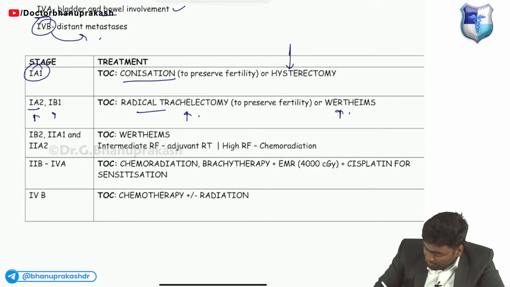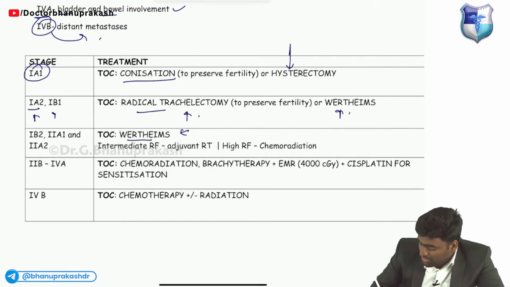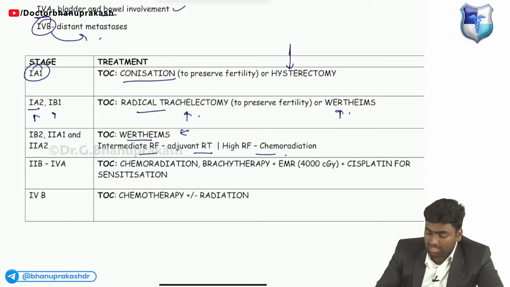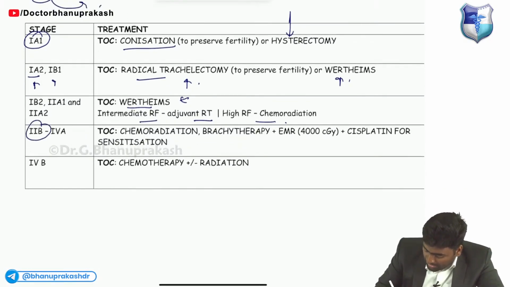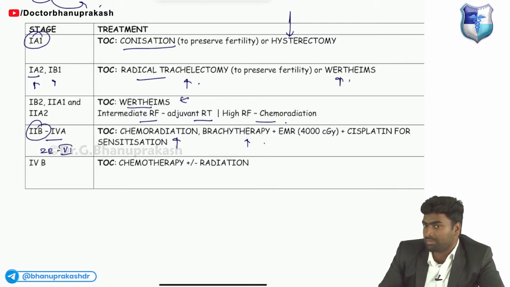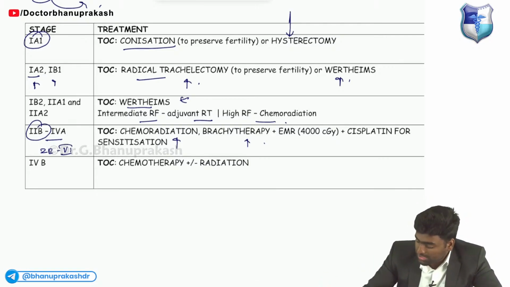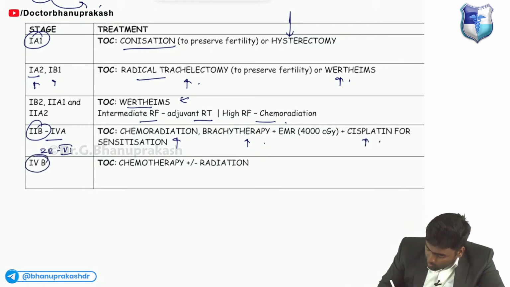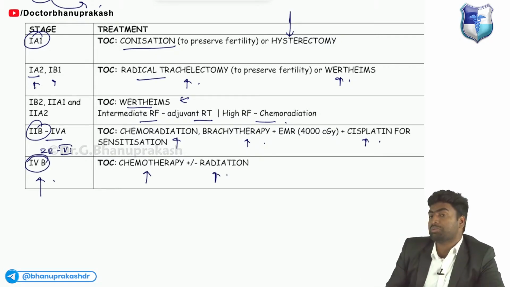Whereas after this, stage 1B2 or 2A1, 2A2, we can do this Wertheim's hysterectomy, and along with this, we need to start adjuvant radiotherapy and chemotherapy. Whereas in 2B to 4A, we need to give chemoradiation along with brachytherapy. In chemotherapy we'll give cisplatin. Okay, 4B mostly we will give palliative care along with chemotherapy and radiotherapy.